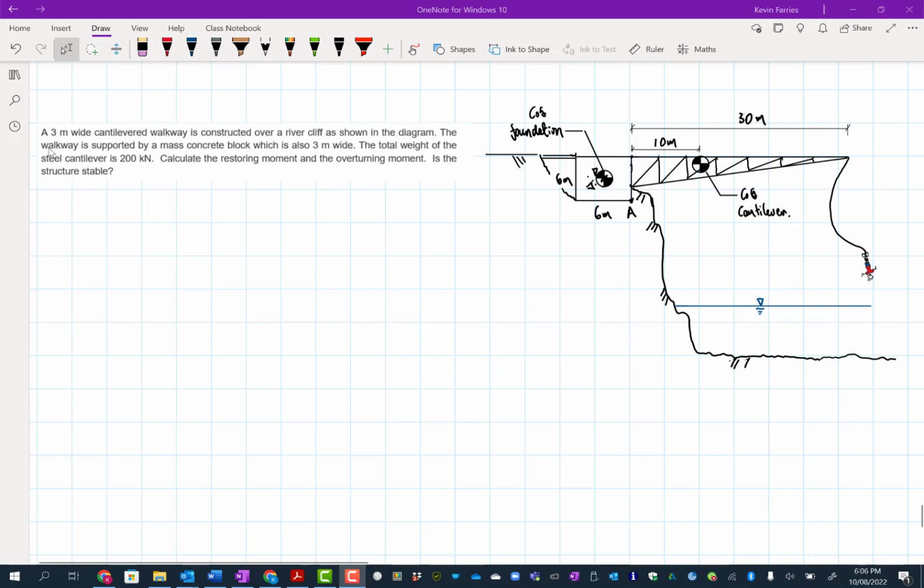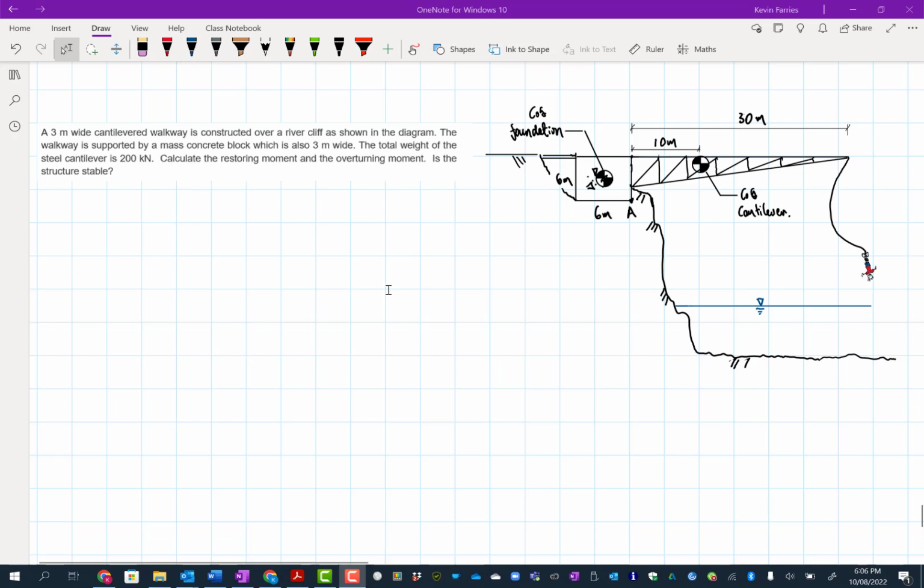So we've got the river cliff here. The walkway is supported by a mass concrete block, so that just means it's a concrete block without any reinforcement in it. Must have a little bit, otherwise you couldn't connect it. But mass concrete block, which is also 3 metres wide. The total weight of the steel cantilever is 200 kilonewtons. So it's given us the weight of this cantilever. Hasn't given us the weight of the block though, we'll notice, but we've got the volume. So it's 3 metres wide and then it's 6 metres by 6 metres.